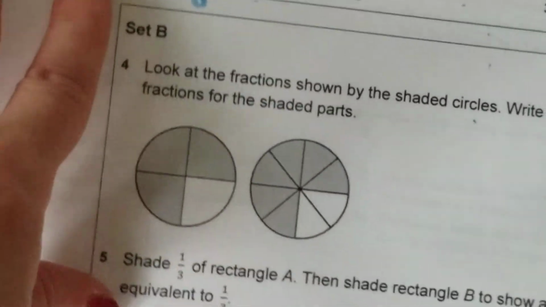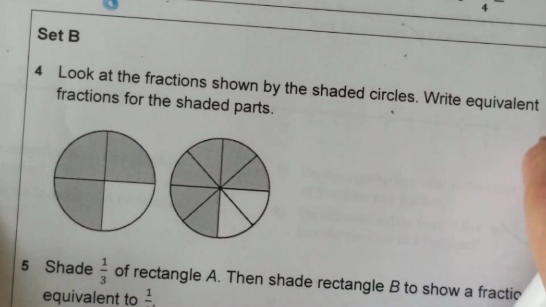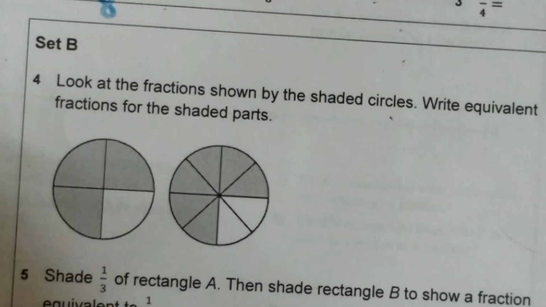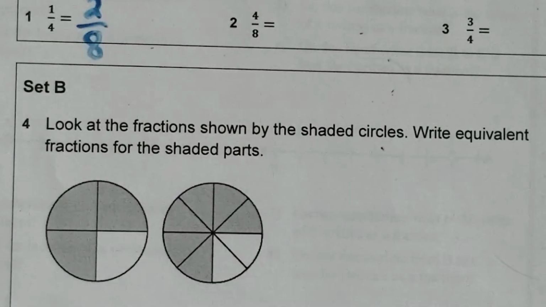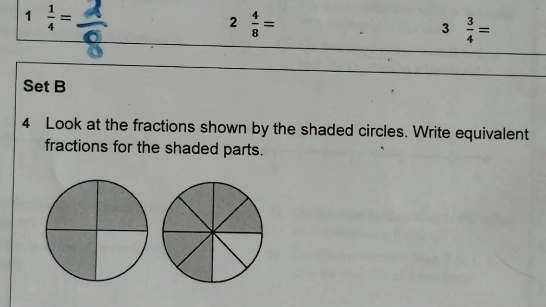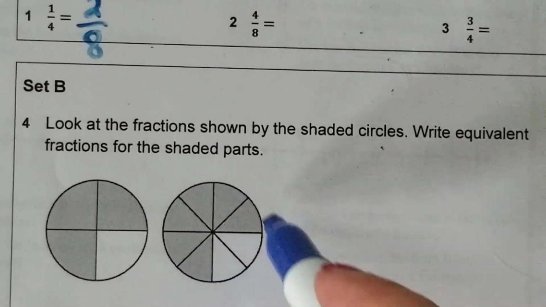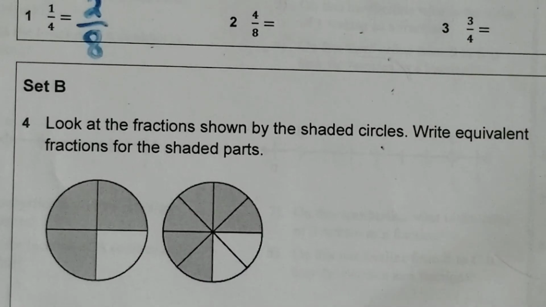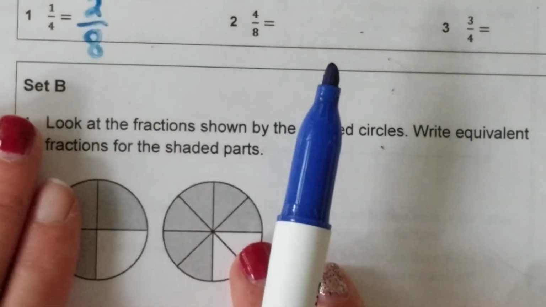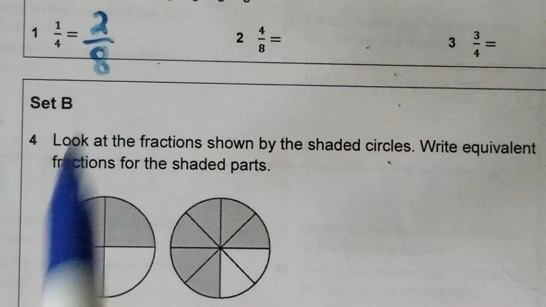Now down below that in set B, it says look at the fractions shown by the shaded circles and write equivalent fractions for the shaded parts. So here you are going to count how many parts does this fraction have, how many are shaded, and then on the right you're going to do the same for how many total parts that circle has, how many of those parts are shaded. So you're going to have 2 different fractions, one representing this circle, one representing this one, and you will write those as equivalent fractions just like you did up here for number 1.